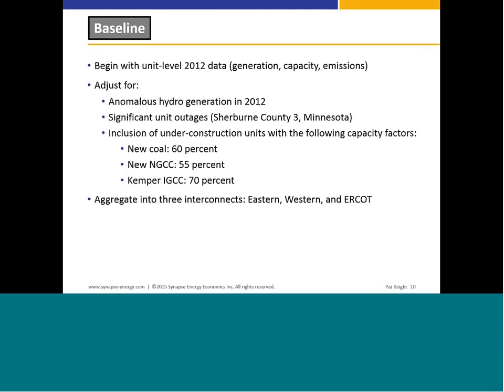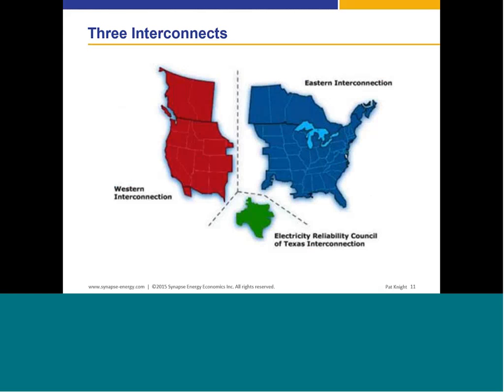After EPA has done that, it takes the generation capacity and emissions and sums them into 3 different interconnects. So here's a depiction of the 3 interconnects. We've got Eastern, Western, and Texas.